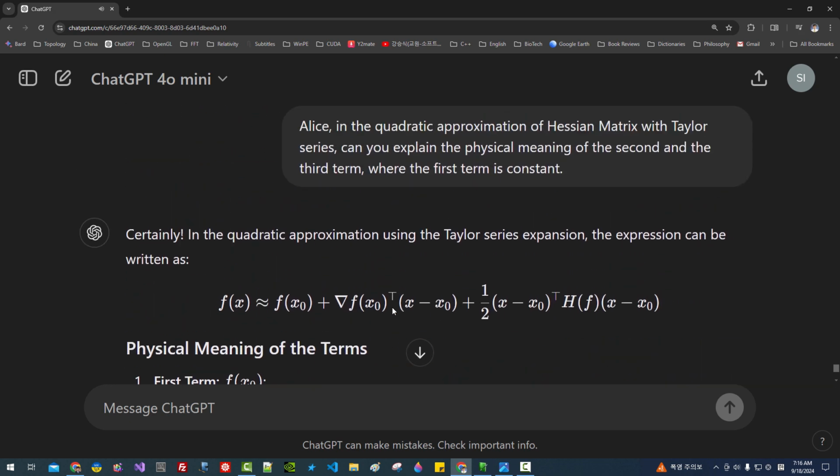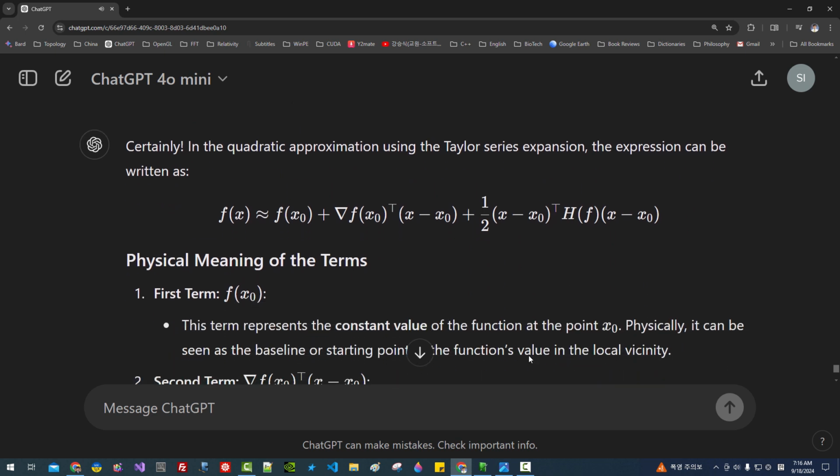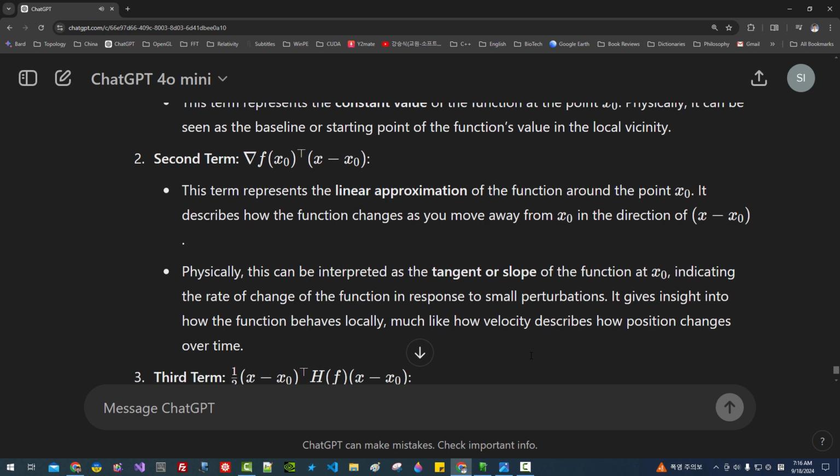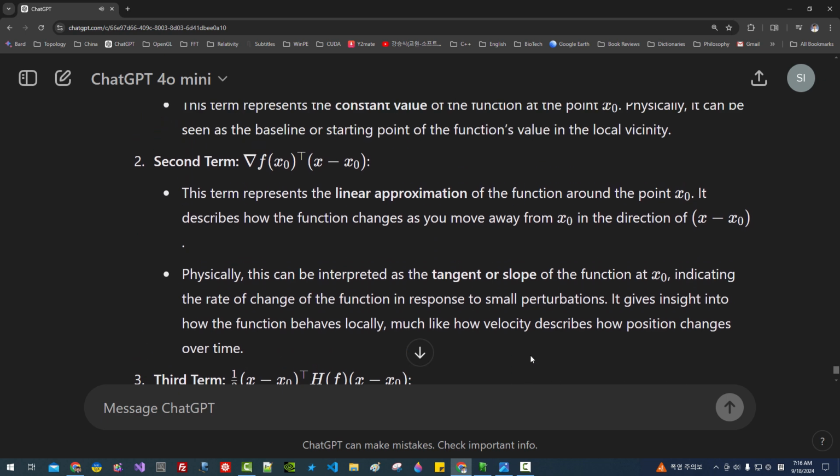Certainly. In the quadratic approximation using the Taylor series expansion, the expression can be written as f(x) ≈ f(x0) + ∇f(x0)ᵀ(x − x0) + 1/2 (x − x0)ᵀ H_f (x − x0). Physical meaning of the terms. 1. First term, f(x0). This term represents the constant value of the function at the point x0. Physically, it can be seen as the baseline or starting point of the function's value in the local vicinity. 2. Second term, ∇f(x0)ᵀ(x − x0). So, this term represents the linear approximation of the function around the point x0.